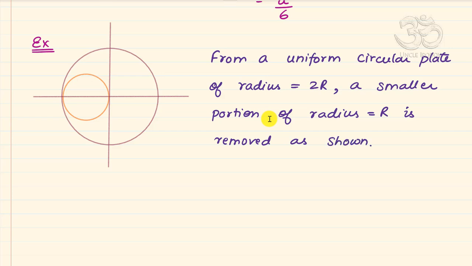So this orange shaded part here is removed. This is gone, no longer there. And it has got a radius r, while the bigger one, the bigger plate, has got a radius 2r. And they want you to find out the center of mass of the remaining portion.